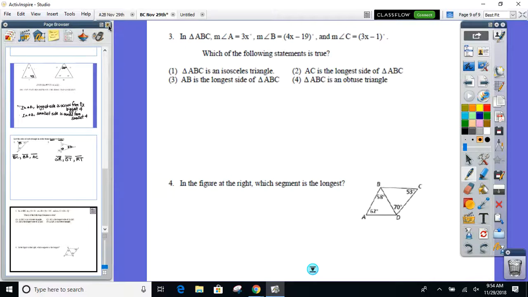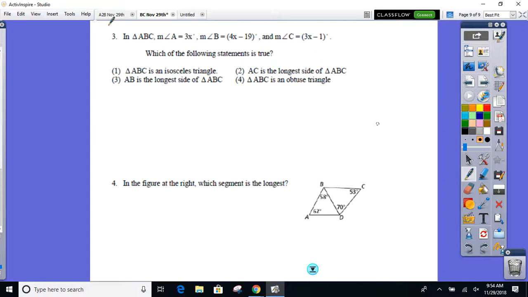Go ahead, read through that second to last one there about triangle ABC.